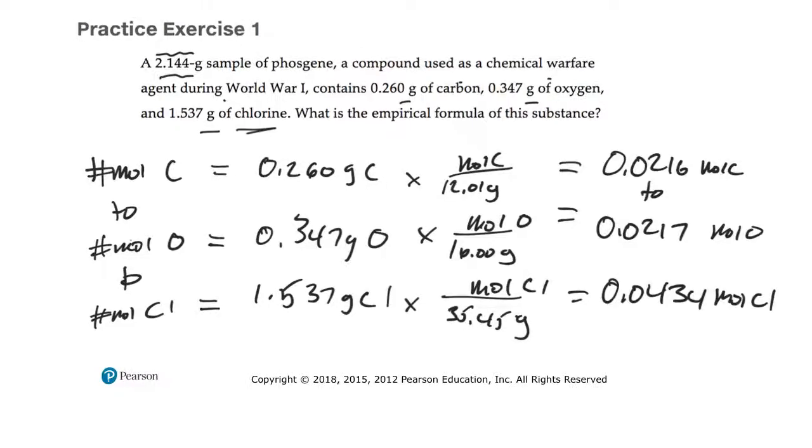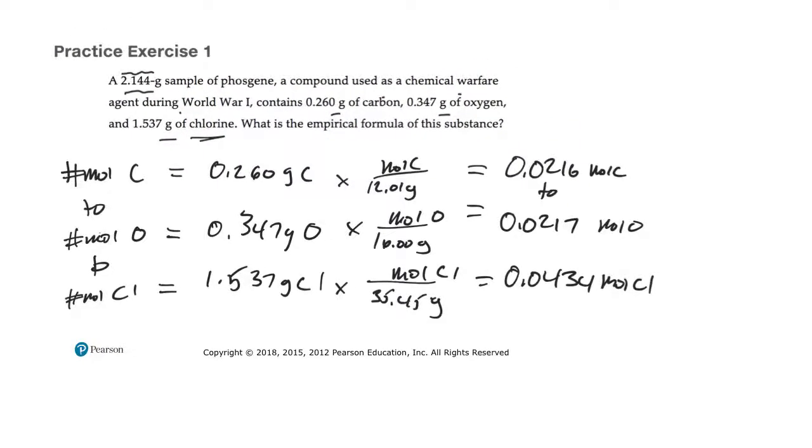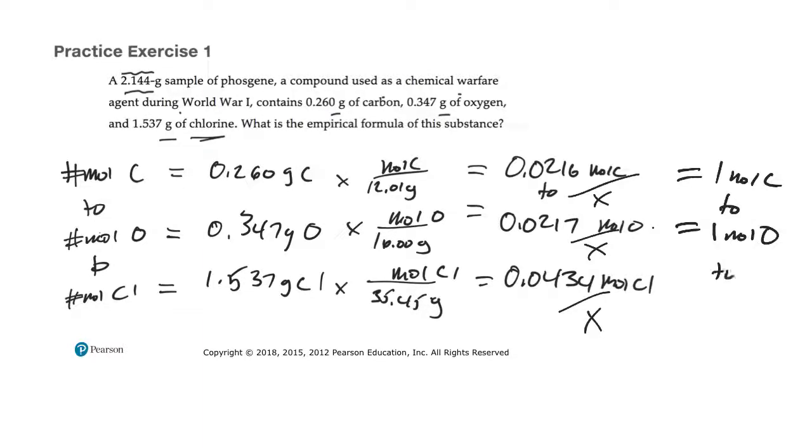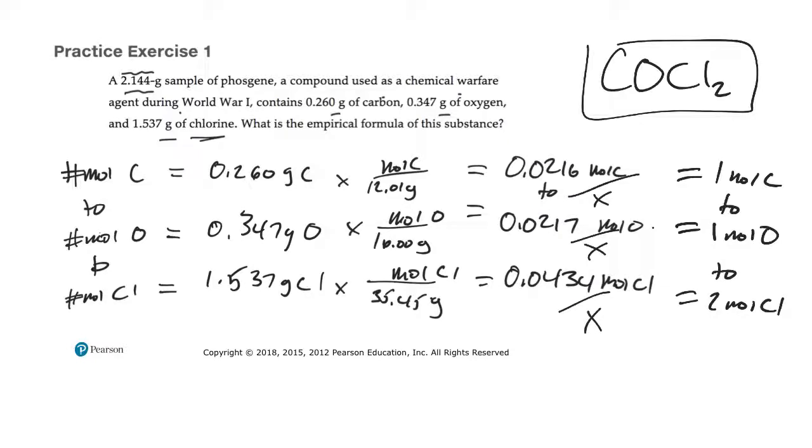Okay, so this works out to be 0.0216 moles of carbon to about the same moles of oxygen to a greater quantity of chlorine. So we'll divide these by the smallest, and then that's going to work out to 1 mole of carbon as a ratio to 1 mole of oxygen as a ratio to 2 moles of Cl. So the formula would be COCl2. And that actually turns out to be the molecular formula as well.